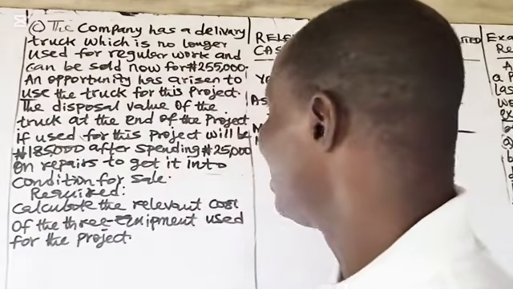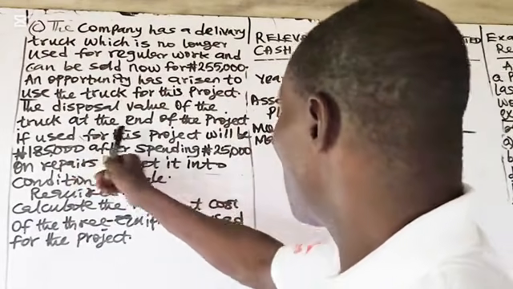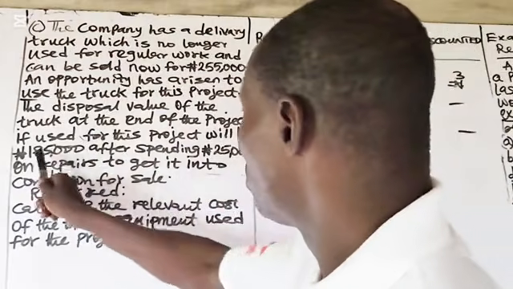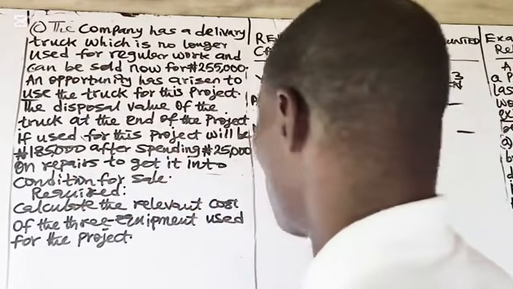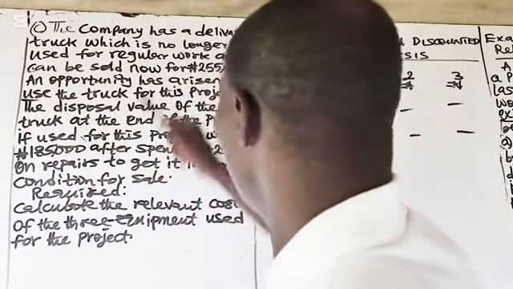So you have this in year 0. But at the end of the project life, that is when you have the net realizable value to be 160,000, which is the disposal value of 185,000 minus 25,000. That is for the delivery truck.